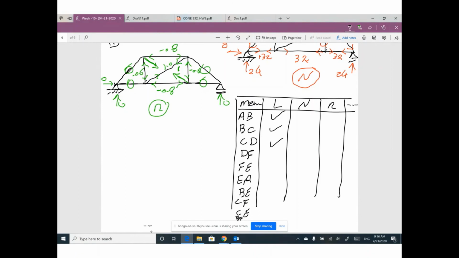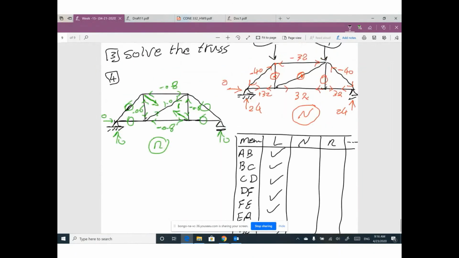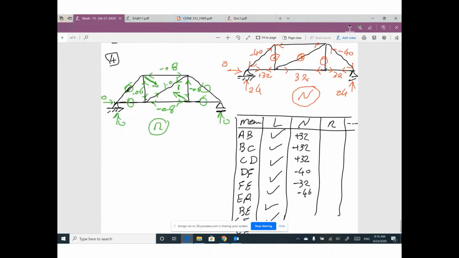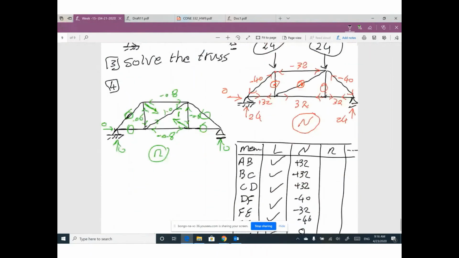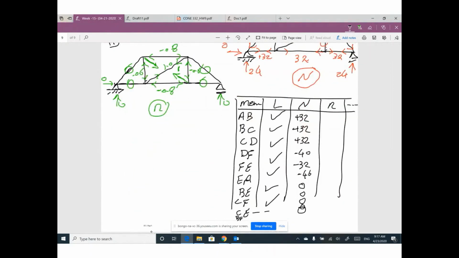What is the L of each member? What is the capital N of each member? Okay, we have positive 32, positive 32, positive 32. We have negative 40, we have negative 32, we have negative 40. Then 0, 0, 0, 0. The member that you removed, CE, will be 0 capital N because you removed it. And this member that you removed will be 1 as a small n because you put it 1 here.